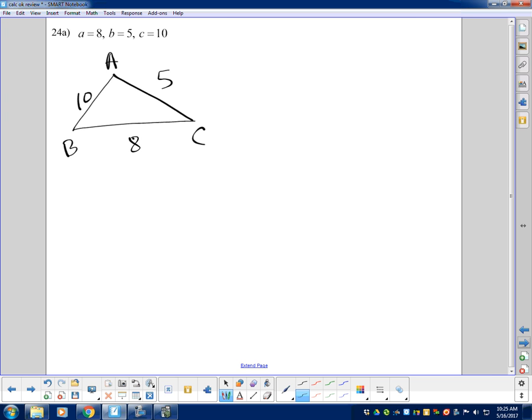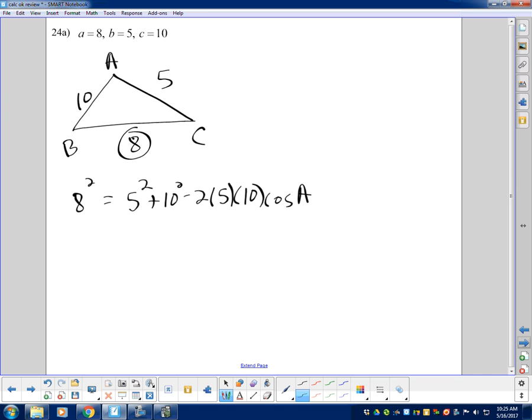And B is 5. And so we got to go ahead and find an angle here. So we can pick an angle. I'm going to go ahead and choose A to find. And I'm going to use the law of cosines to find that. So law of cosines says if I want to find angle A, I need to make sure that this guy is opposite side of the equation. So it's 8 squared equals 5 squared plus 10 squared minus 2 times 5 times 10 cosine of A.